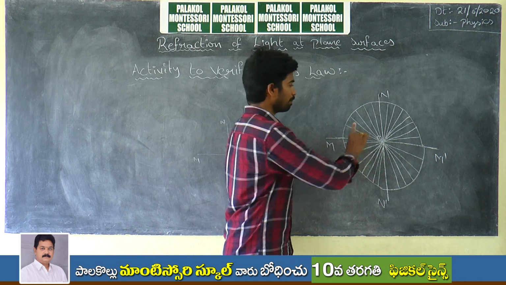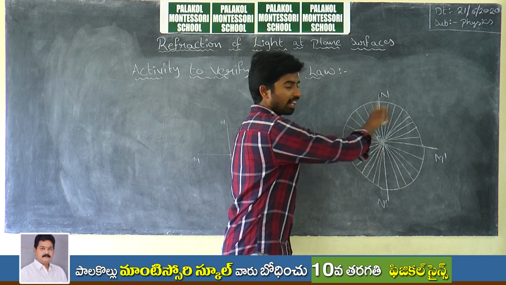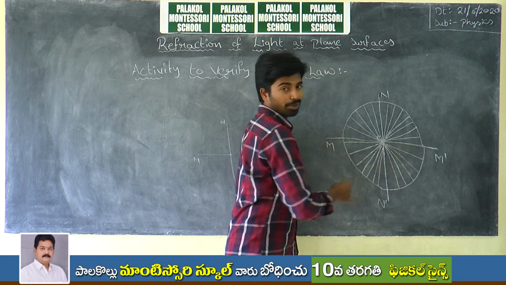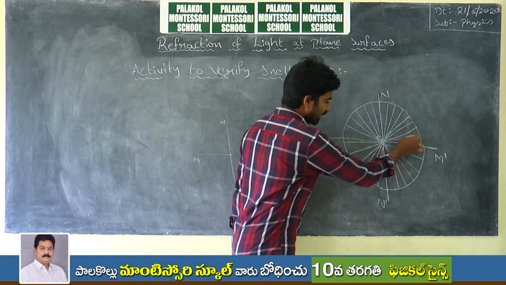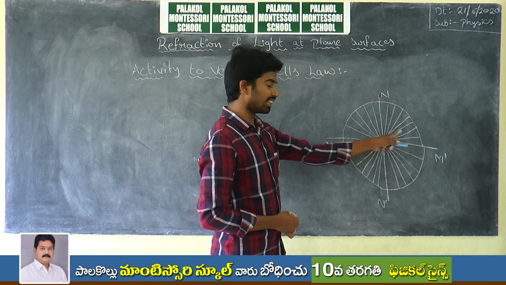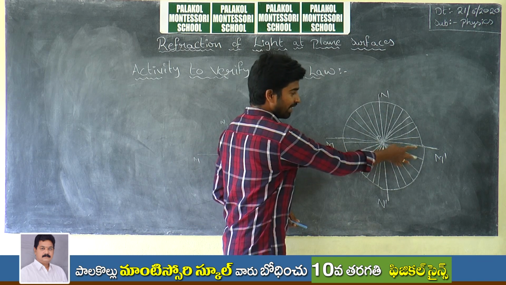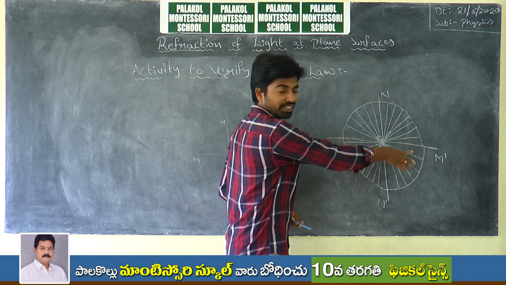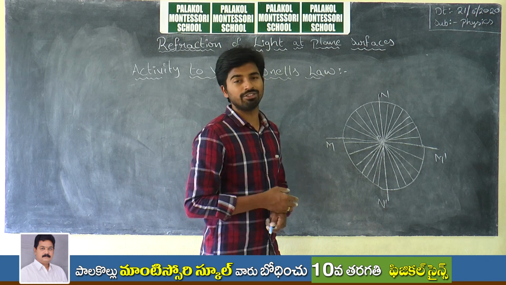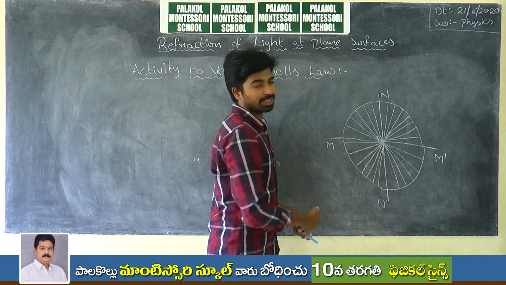Using a compass, draw a large circle with some radius. And by using the protractor, you can make lines for every 10 degrees of angle. So this line makes an angle of 10, the second line makes an angle of 20, the third line makes an angle of 30, and the fourth line makes an angle of 40. In such a way, draw an experimental arrangement like this.